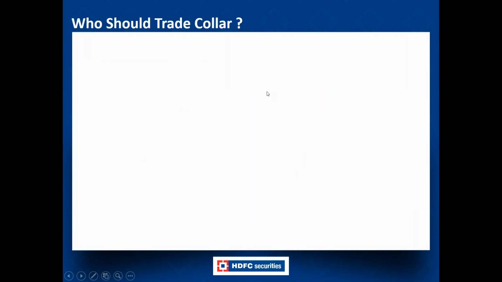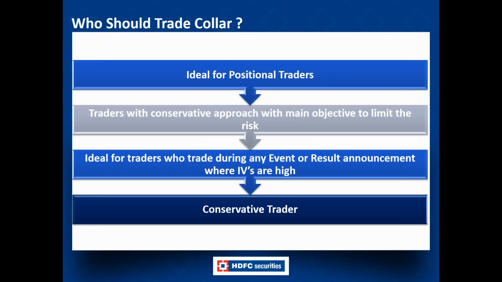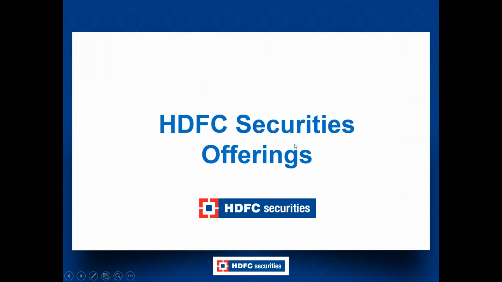So that was it for the strategy part. Now, who should trade the collar? It is ideal for positional traders, and traders with a conservative approach whose main objective is to limit the risk. It is also ideal for traders who trade during any event or result announcement where implied volatilities are high. Ideally it is for conservative traders. So that's it from our end on the strategy part. We have covered all of the hedging strategies as of now.